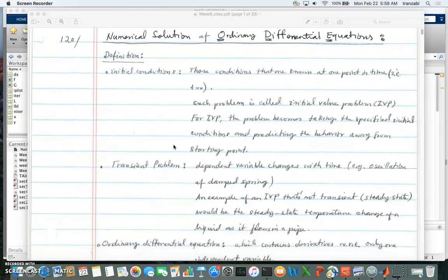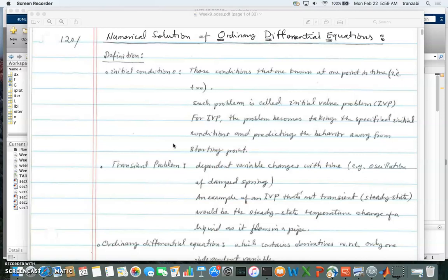The first thing is about initial conditions. When we talk about initial conditions, that is usually when we talk about time-dependent differential equations, and the condition at t equals 0 usually is called initial conditions.